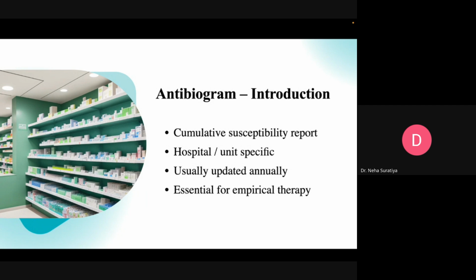It is a summary report, guys. I can say it is a cumulative report of all antimicrobial susceptibility of organisms which are isolated in the hospital over a specific period of time. Over a specific period means it is usually updated annually. 1 year ka hi hota hai. And this antibiogram tells us which antibiotics work best in our hospital and which antibiotics have high resistance in our hospital setting. So it is location specific, like ICU antibiogram अलग होता है, ward antibiogram अलग होता है, hospital का खुद का एक antibiogram होता है. ठीक है. So these are the things.